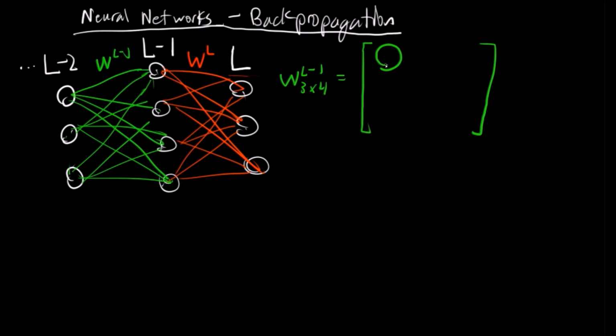The 1,1 position is going to be the weight that connects the first neuron in the current layer to the first neuron in the next layer. So it's 1,1. This is W1,1. And then W1,2, I don't know if you're following, it's going to be the first neuron in L minus 2 connected to the second neuron in L minus 1. So this right here is going to be W1,2.